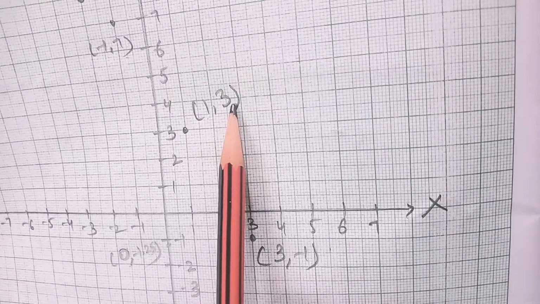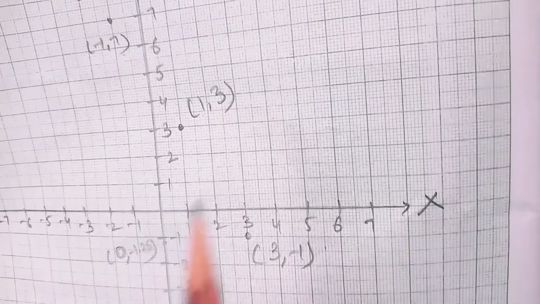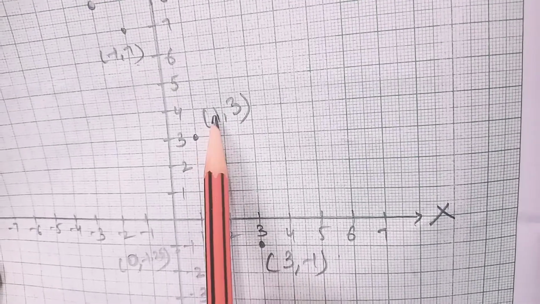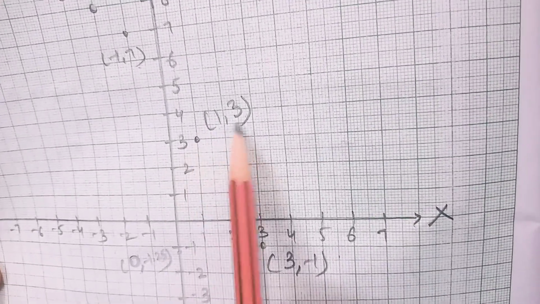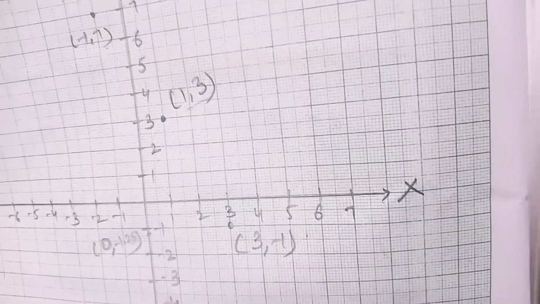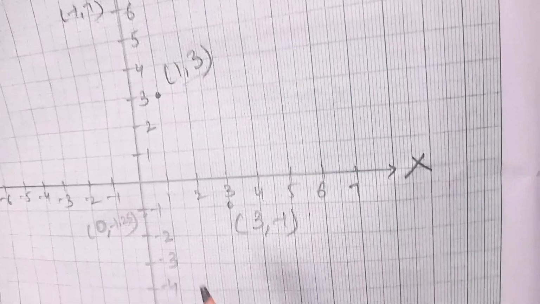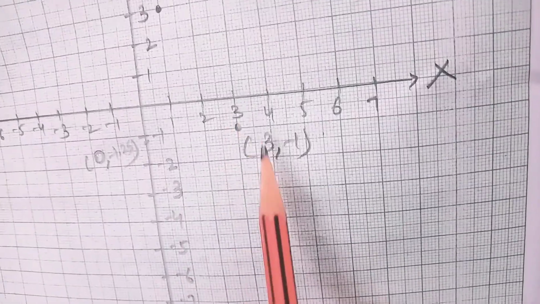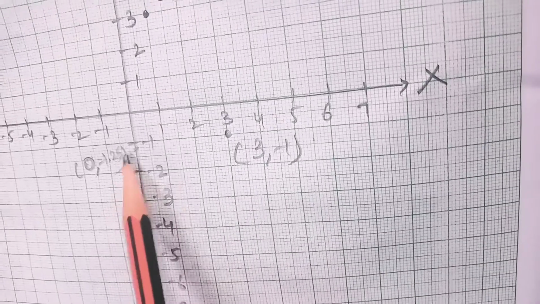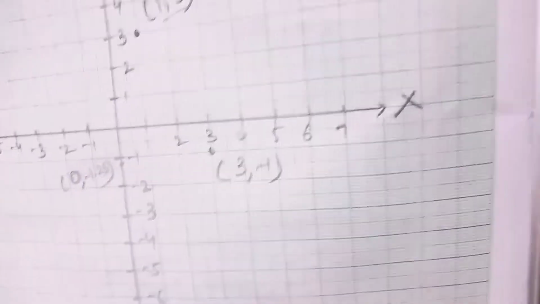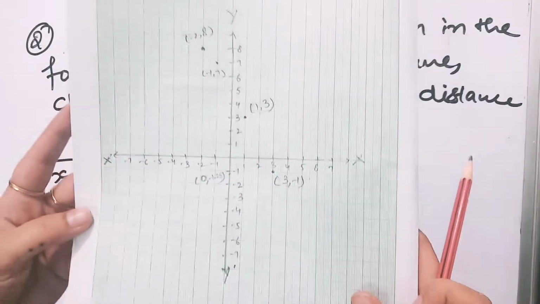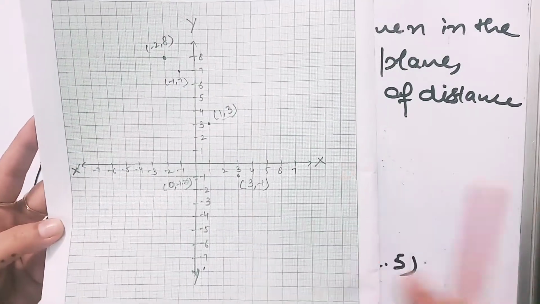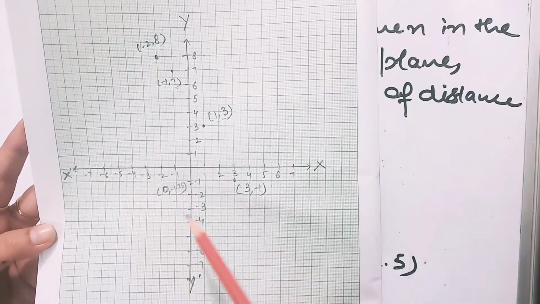Both are positive, meaning the coordinates lie in the first quadrant. x positive 1 and y 3. So the points are here. The last is 3, -1, meaning x positive 3 and y is -1. So the point is here. So this is your graph. This is your Cartesian plane.